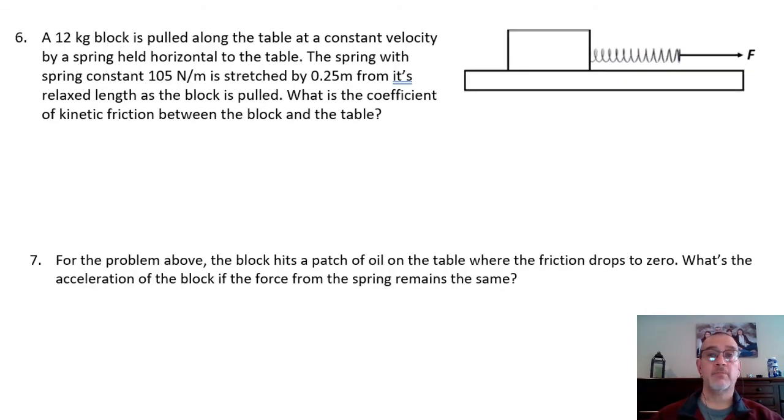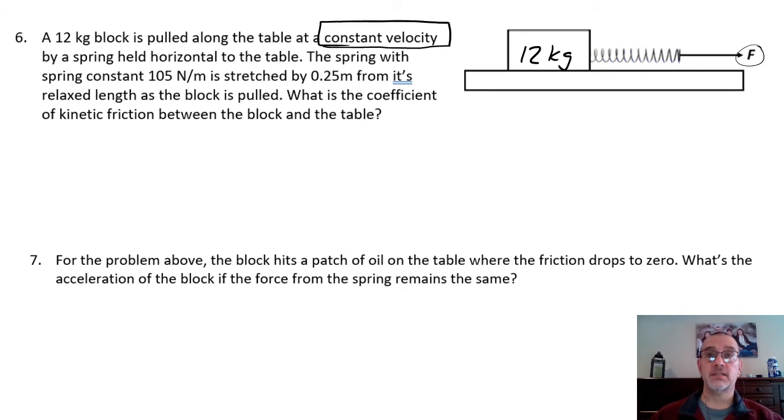And our final set of problems deal with this picture up here, where we have a block on a table being pulled by a spring, and then there's some applied force being applied to the spring itself. It says a 12 kilogram block, so let me just write 12 kilograms on that block, is being pulled along the table at a constant velocity. This is the sort of thing that you look for. That's kind of magic words.